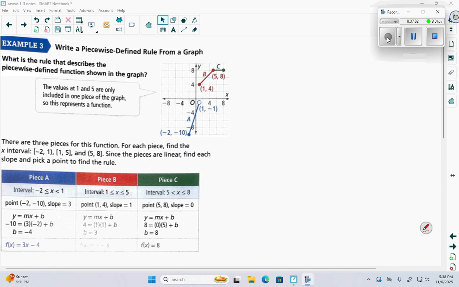For each piece, find the x interval of -2 to 1. So this right here has a bracket and parentheses. That means one of them is a closed circle, and the other one is an open circle. And these values are the x values. That's all that they're listing there. So we're just looking at each one of those and the x values. Those are called your intervals, and that is part of your piecewise, is to know your x's from beginning to end for each one of those segments.